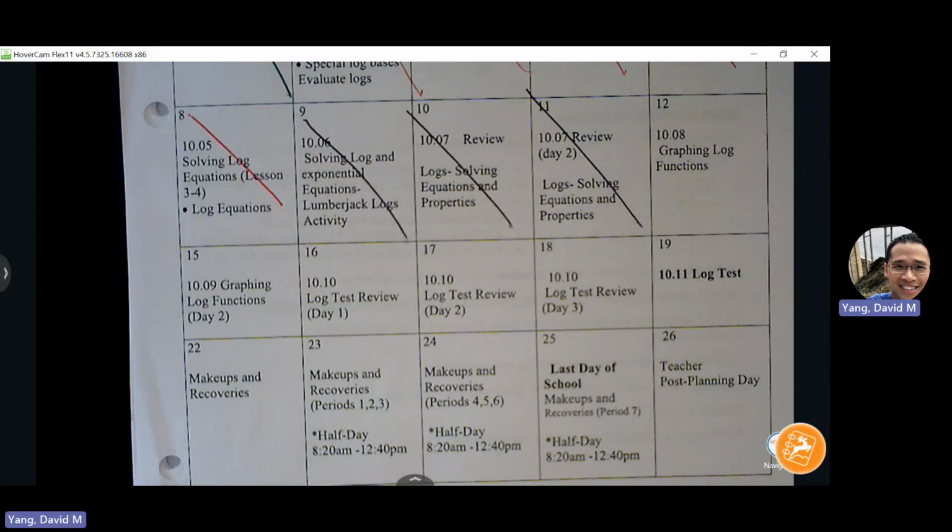Okay, so let's turn to 10.08. This is page 22.